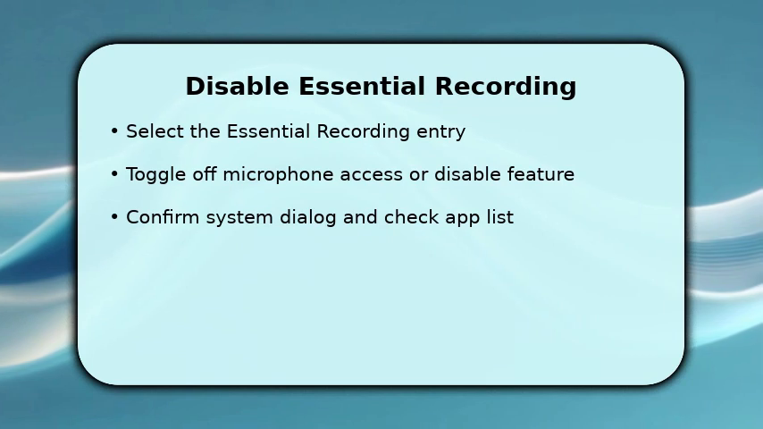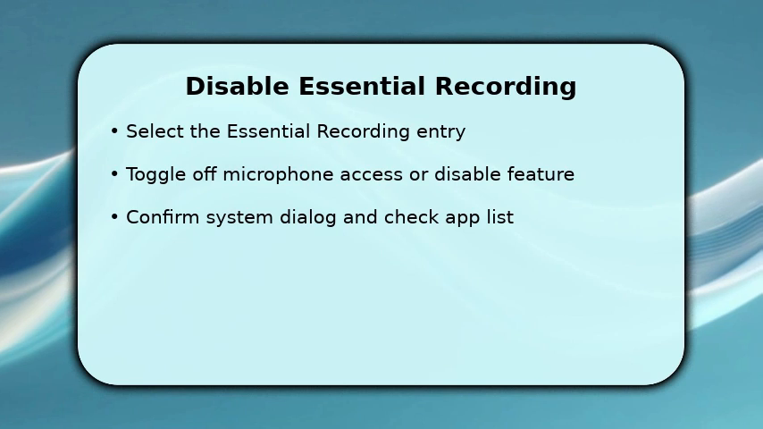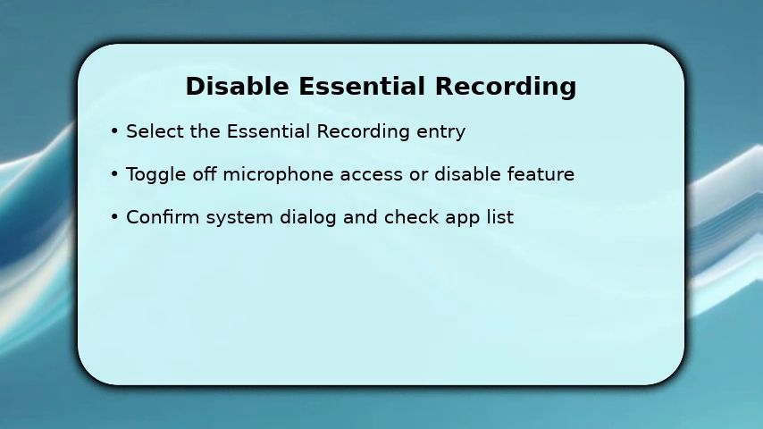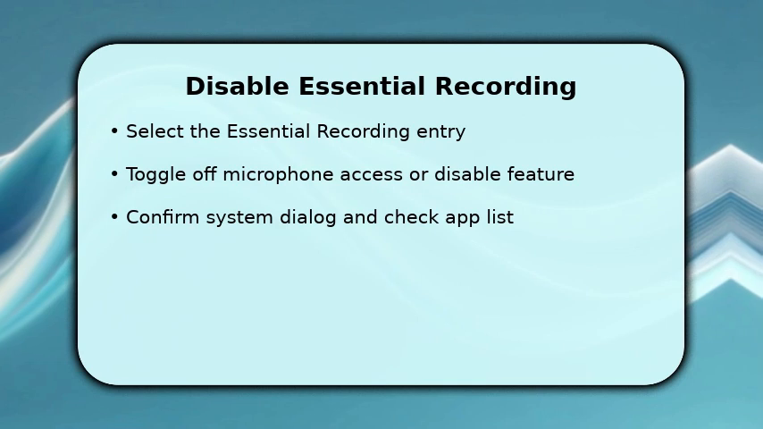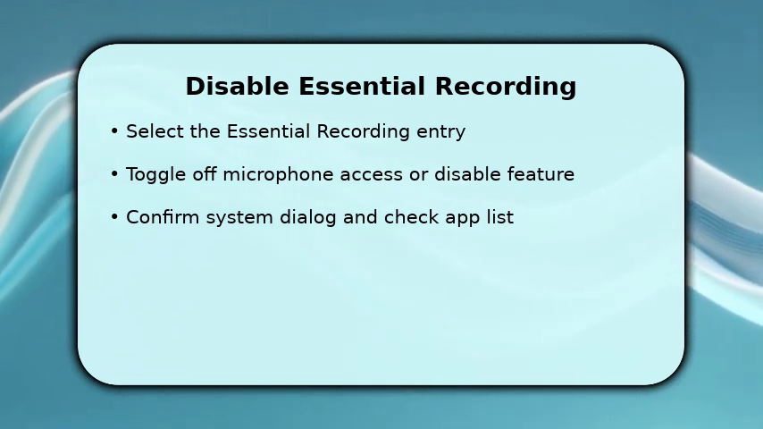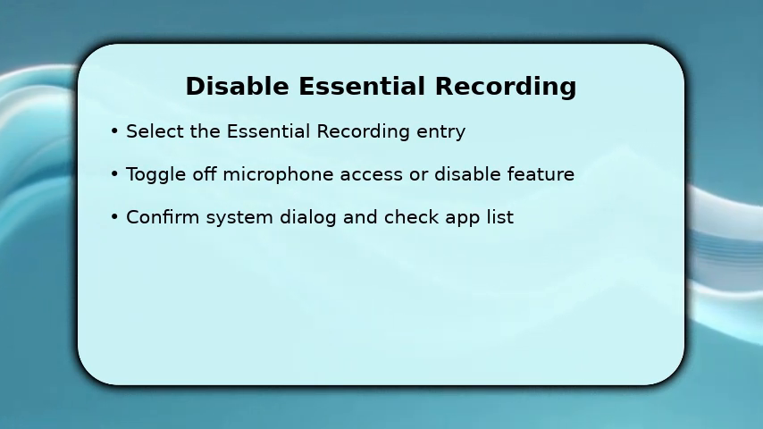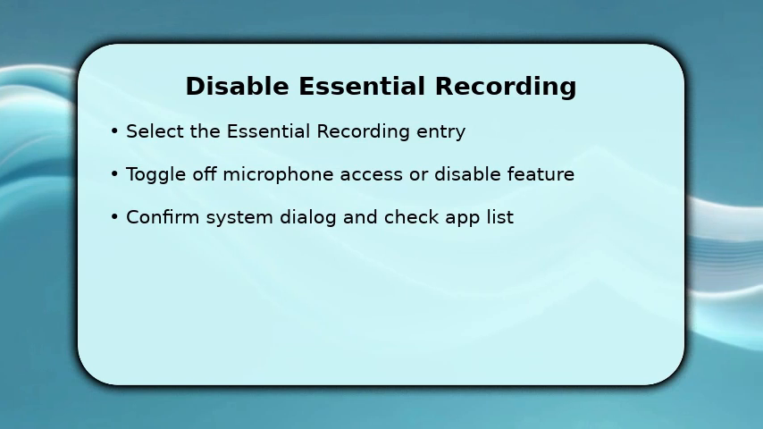Once you've found the essential recording entry, tap it and read the permission details so you understand what stops working. Then toggle off microphone or recording access for that entry, or use the Disable/Turn Off button for the system feature. When a confirmation dialog appears, accept it. This ensures the OS revokes any background recording privileges.